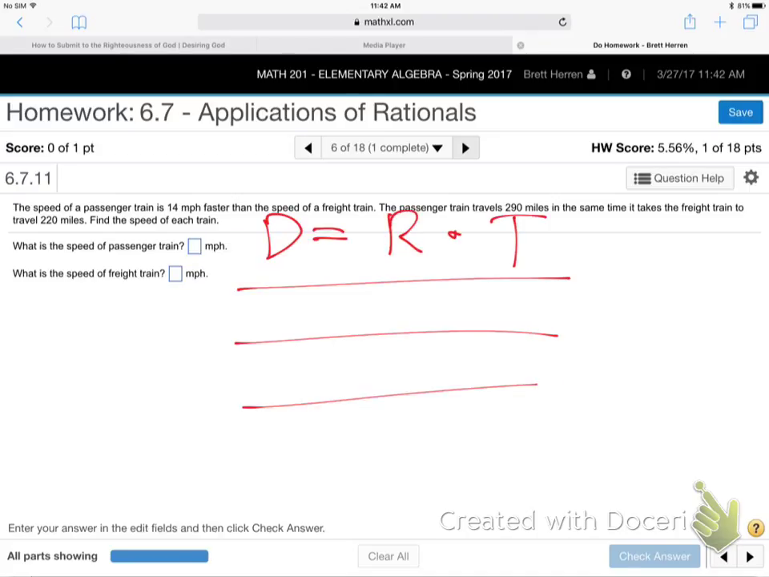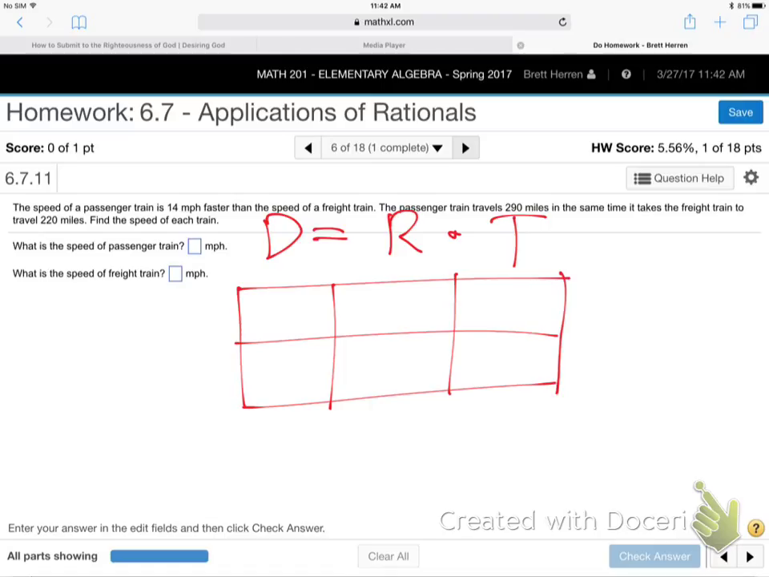All right, so we're going to use distance equals rate times time. And I'm actually going to make 2 boxes underneath each letter. So 2 boxes under D, 2 under R, 2 under T.